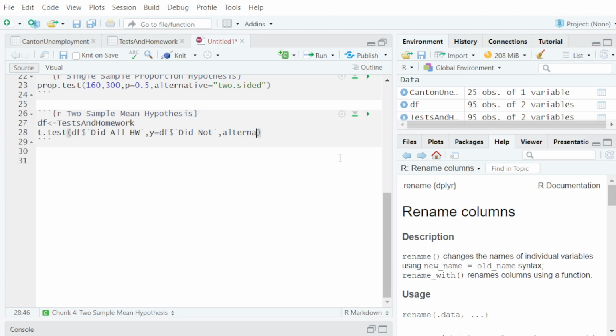I can also, again, define the alternative hypothesis. In my case, because I'm looking at whether they are equal or not, two-sided is what I want. Okay. A couple other things we can do.